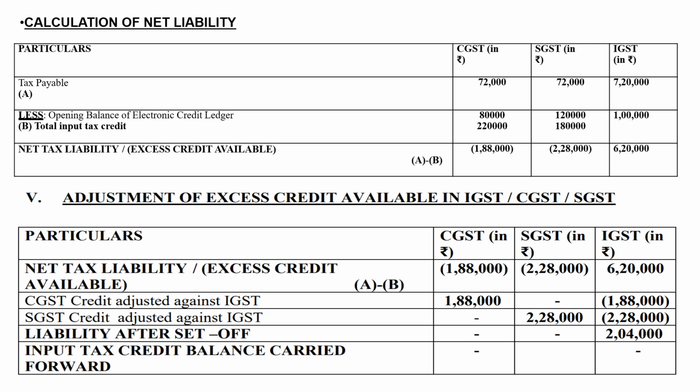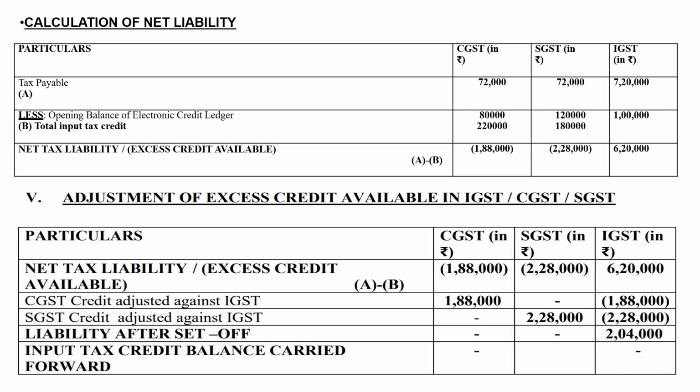Next, we are going to calculate the net tax liability. In column A, the calculation, that is the tax payable which we have worked out: in CGST we have 72,000, in SGST 72,000 and in IGST 7,20,000. Less, we will have the opening balance of the electronic credit ledger which is given in the problem sum, that is 80,000 in CGST, 1,20,000 in SGST and 1 lakh in IGST.